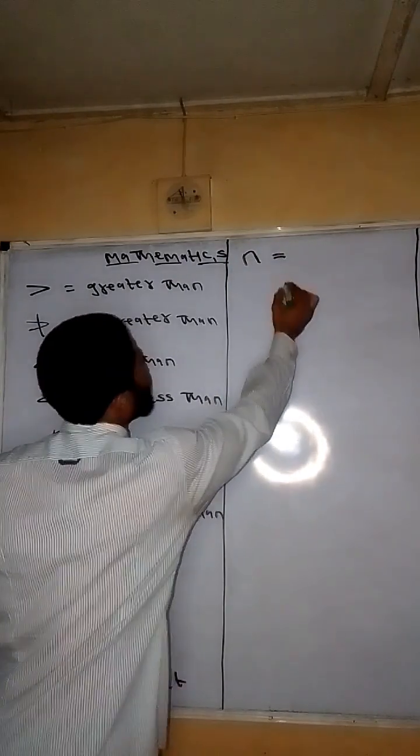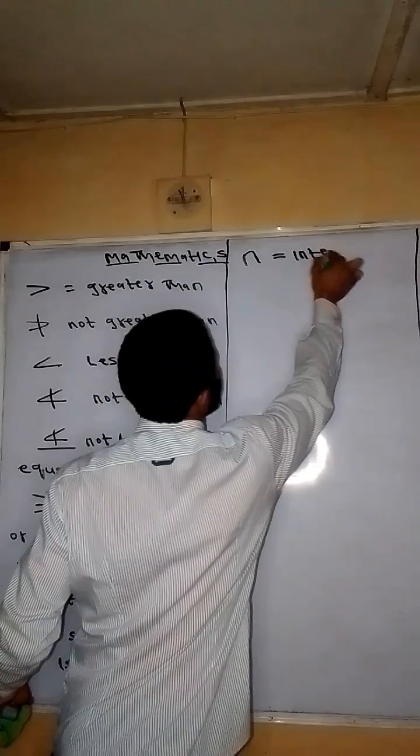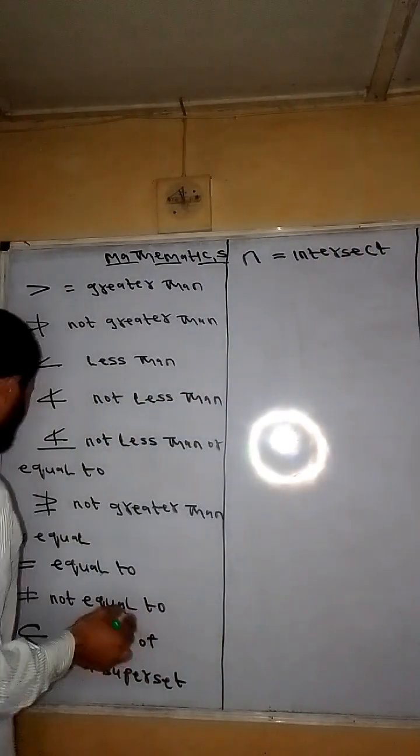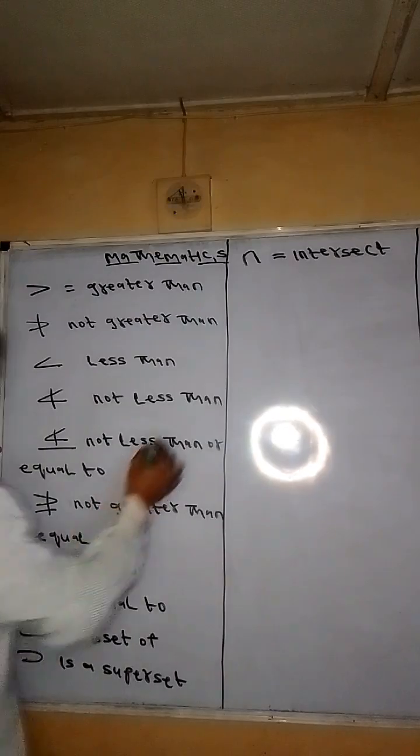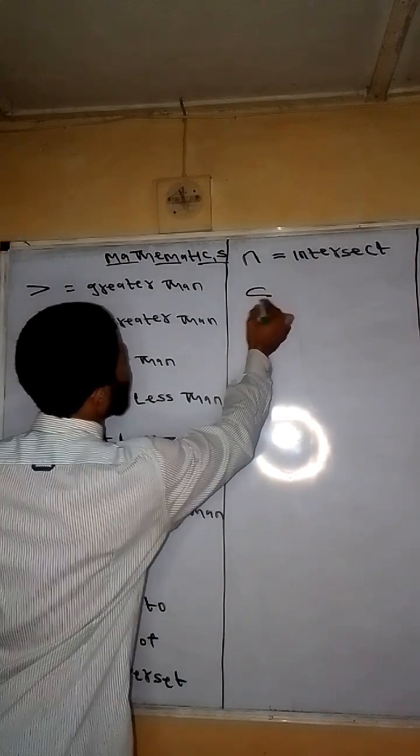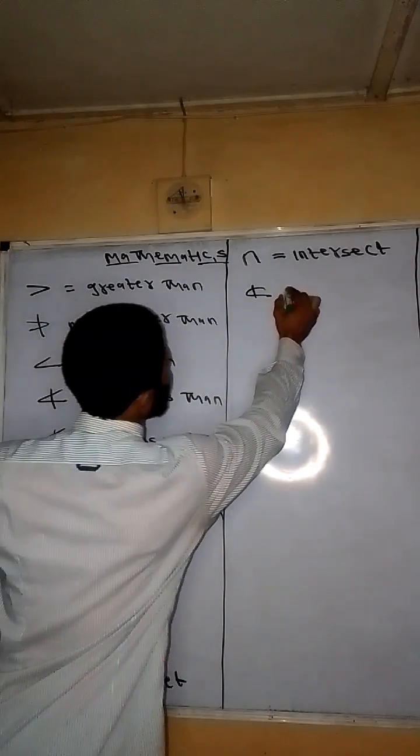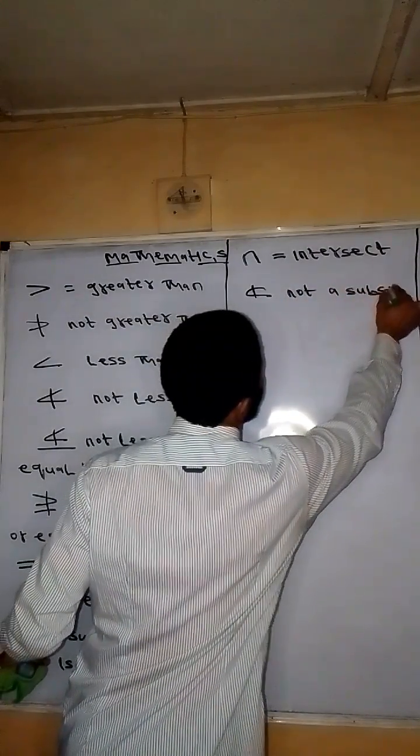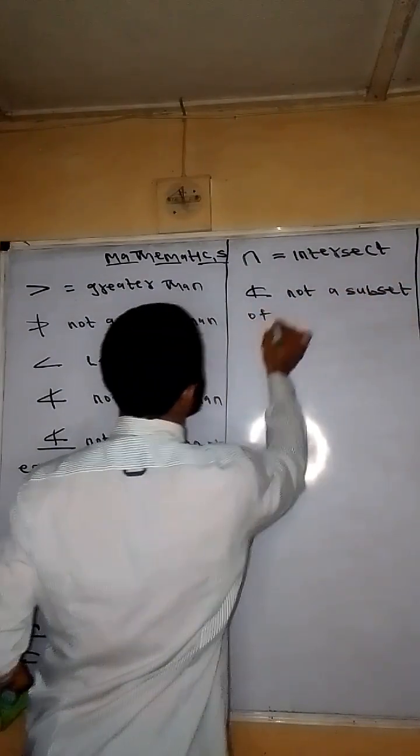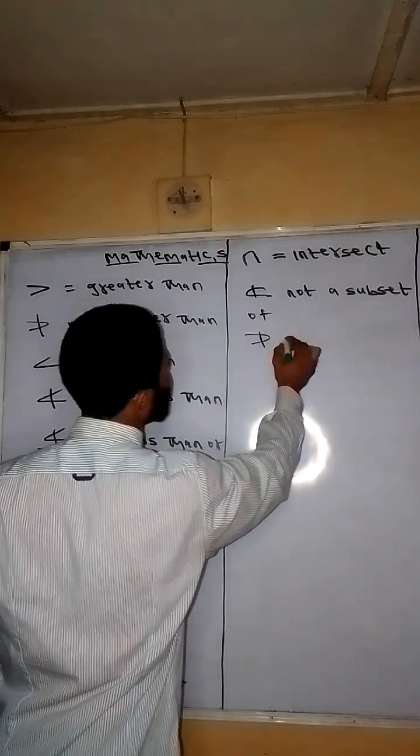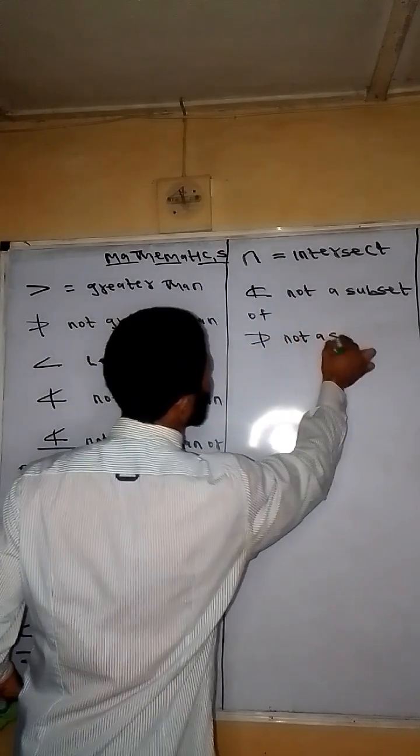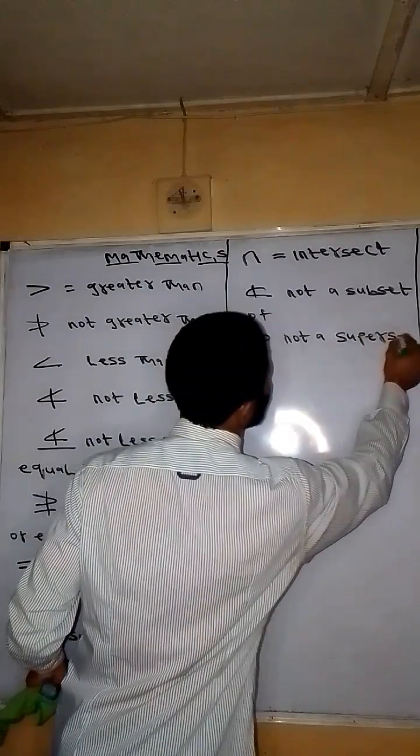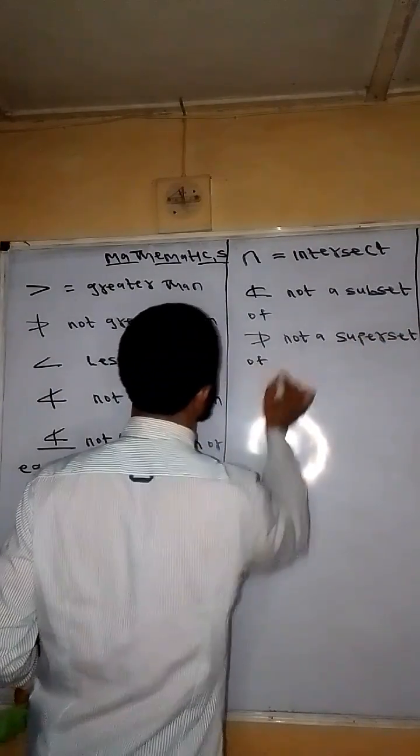Now, if we have something like this, this is intersection. If we have something like this, intersection. Now note, if I have something like this, it is not a subset of. If I have something like this, this guy means not a superset of.